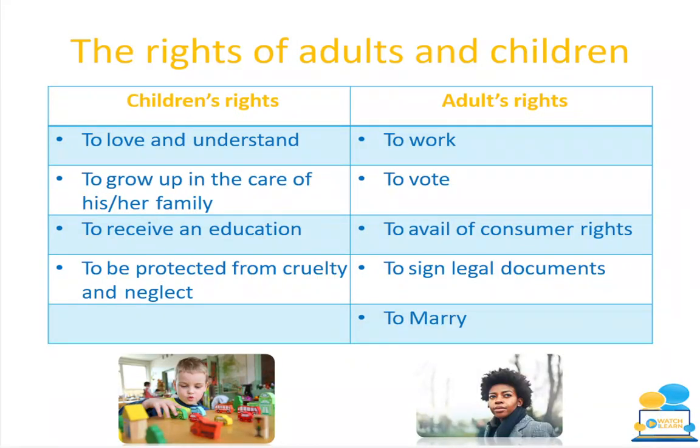Adults' rights, as you can see, do differ. They have the right to work. They have the right to vote once they turn 18. They have the right to avail of consumer rights, which you learn more about in the consumer chapters. They have the right to sign legal documents, for example, when applying for a car loan or a mortgage. They have the right to marry. It was only a couple of years ago that they changed the laws surrounding marriage, which now means that women can marry each other and men can marry each other. So they're trying to be more inclusive for LGBTQIA+ rights.